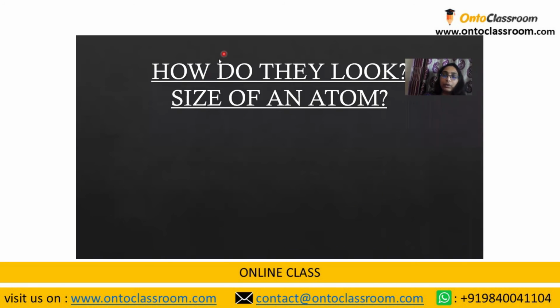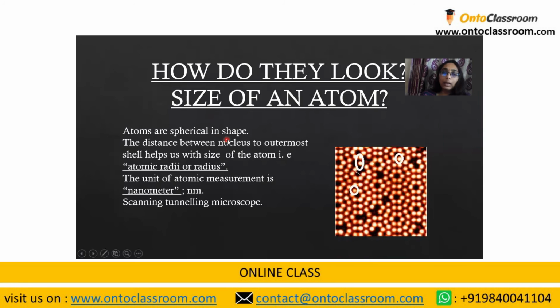Here arises the question: how do atoms look inside? Till now we spoke about what an atom is and what happens in an atom. Now we will see how atoms look. Can we really see them? Atoms are the smallest particles, so can we see them? Atoms are spherical in shape. They are not cylindrical, not oval, not rectangular. Atoms are only spherical in shape.